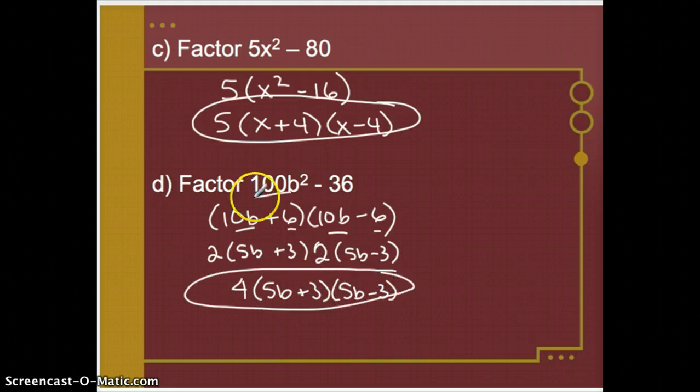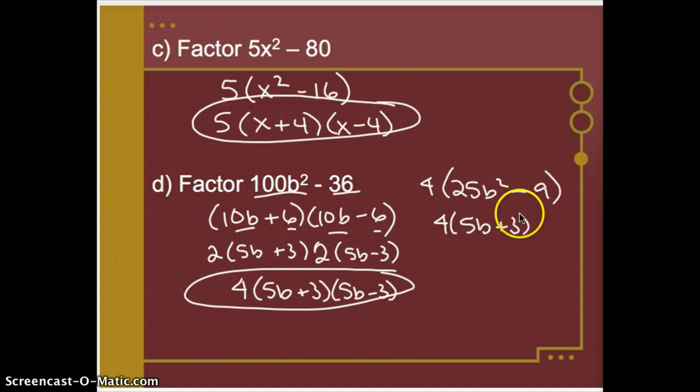Again, just notice these have a GCF. You could have pulled the 4 out right away, and it would be 25b squared minus 9. Then you'd have 4 times 5b plus 3 times 5b minus 3. You pick your poison, whichever way you like it better. And hopefully these special cases are just standing out to you right away, and we'll see how you do.